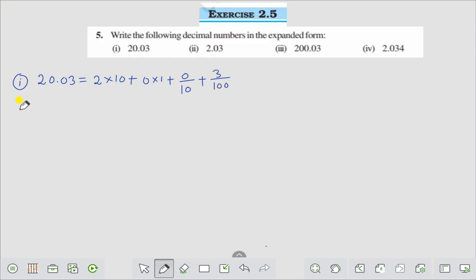Right? Now question number 2 is 2.03. 2.03 is equal to, here you see this is ones place, this is tenth place, this is hundredth place. Therefore, this is in ones place, that means 2 into 1, plus 0 is in tenth place, therefore 0 by 10, plus 3 is in hundredth place, therefore it will be 3 by 100.